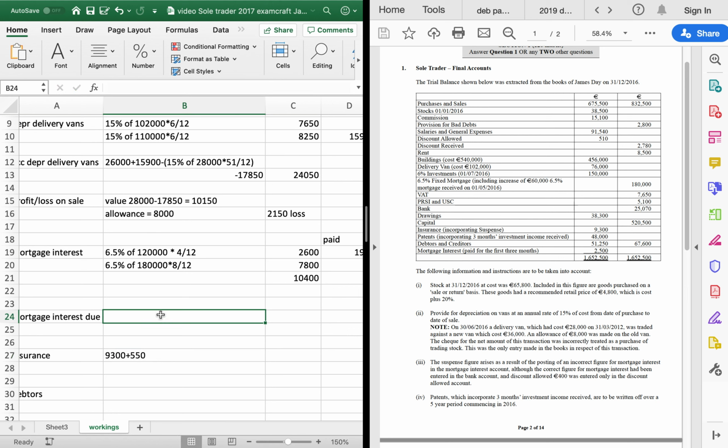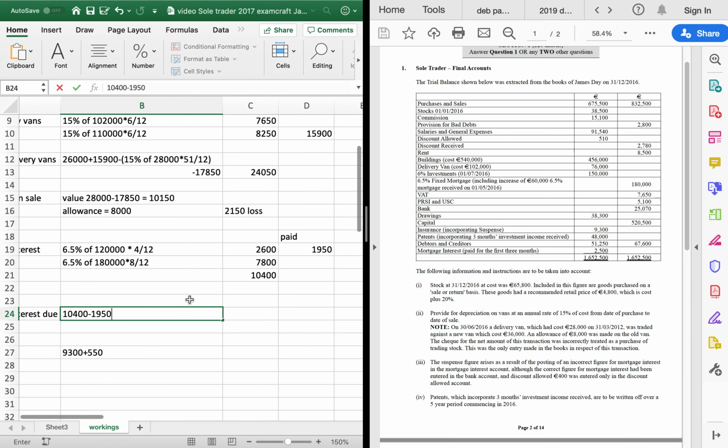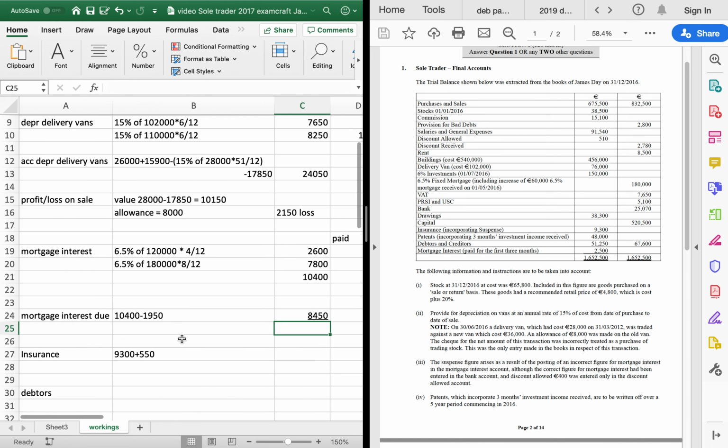Now, I would work out my mortgage interest due at that point, 10,400 minus 1,950. So the amount paid was 1,950, not the 2,600 and not the 2,500, just so as I don't make a mistake later on. All right, and that's 8,450. The second part then.